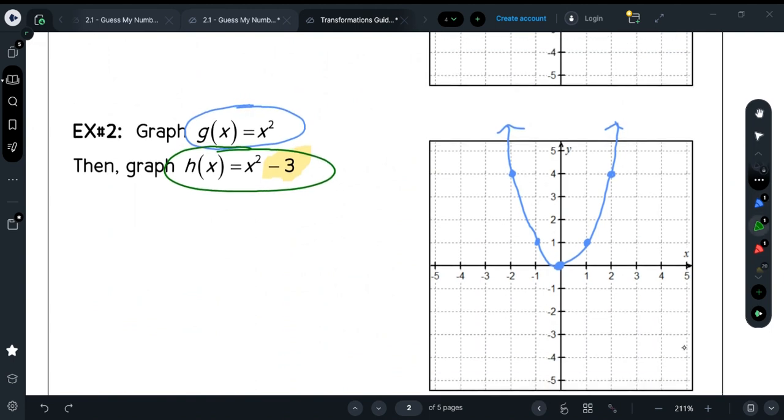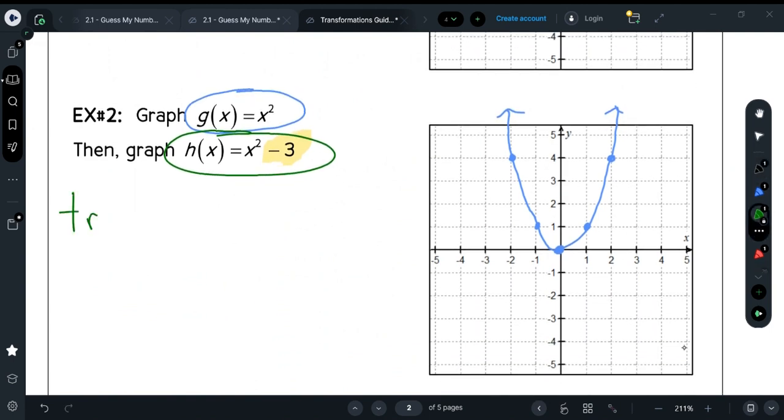So here we're going to say translate 3 units down. And again, it's a 3 because our number there is a 3. So now all we're going to do is take our parent function, the blue graph, and each of those points is going to drop down by 3. So our starting point, which was at 0, 0, is going to drop down to here, 0, negative 3. This point is going to move here, here, and then we're going to have here and here.